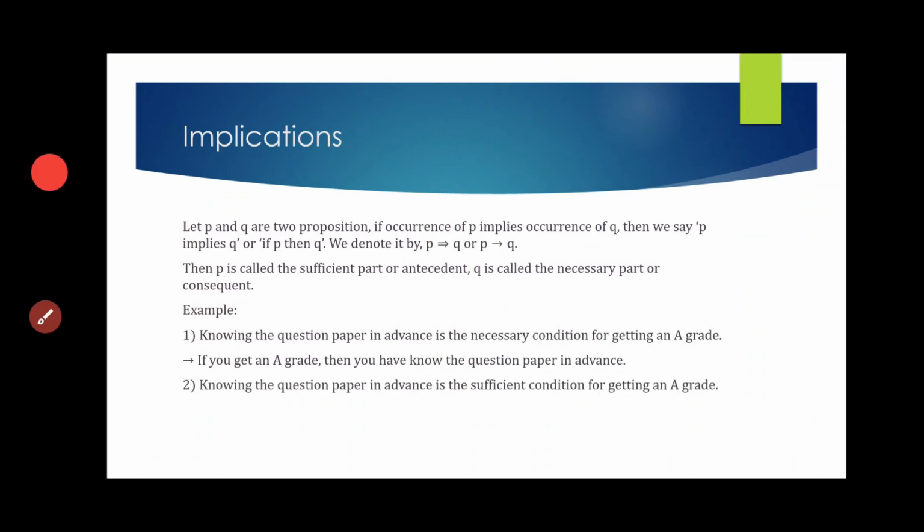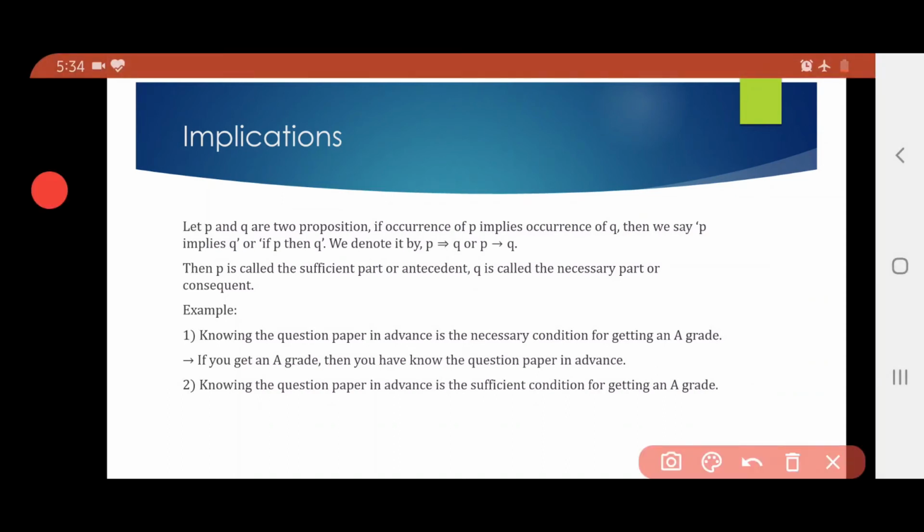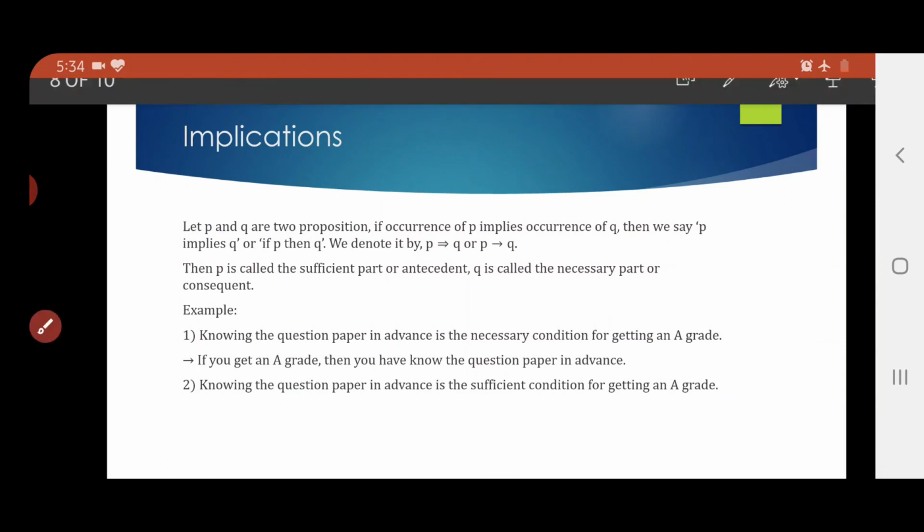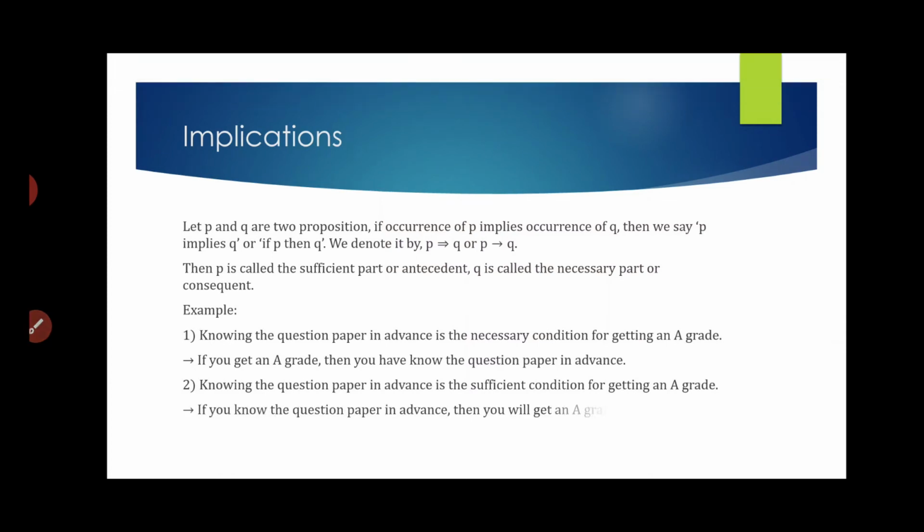Example number 2, knowing the question paper in advance is the sufficient condition for getting an A grade. In that case, as it is given that this is the sufficient condition, this becomes the antecedent and getting an A grade becomes the consequent. So if you write in the form if P then Q, it becomes: if you know the question paper in advance, then you will get an A grade, which is more obvious, right?